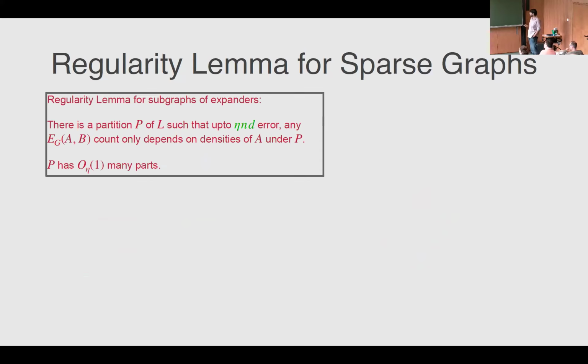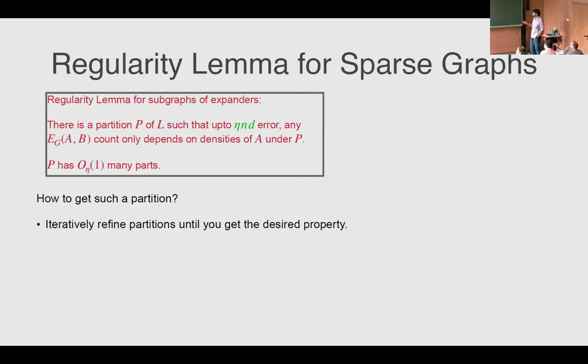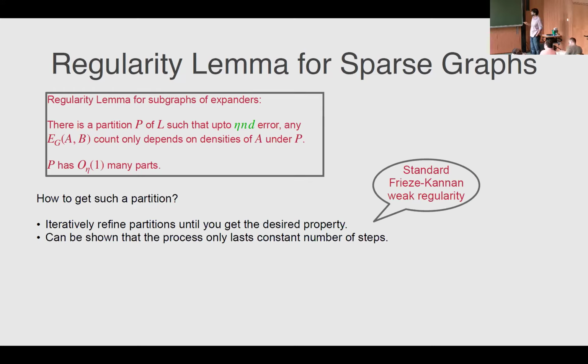Okay, so this is the regularity lemma that we have. Until now, I've only talked about existential results. We want to use it algorithmically, so we would also want to get such a partition. You basically follow the usual strategy of proving regularity lemmas, which is to iteratively refine partitions until you get the desired property. It can be shown that this process only lasts a bounded number of steps based on some energy argument. And this is a standard Frieze-Kannan weak regularity argument.